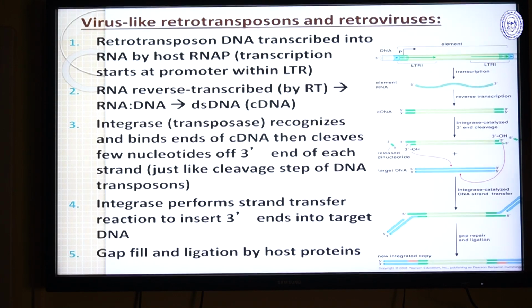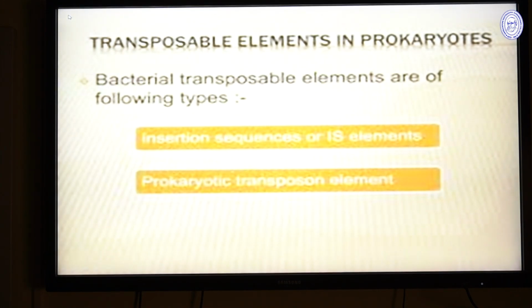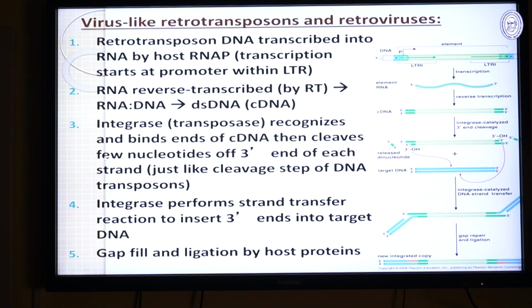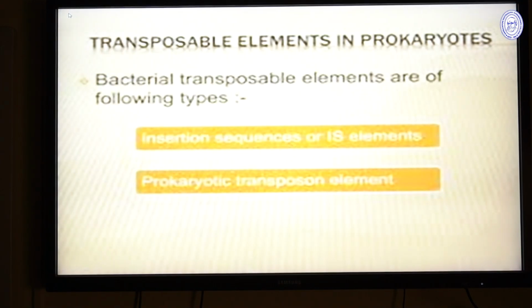So the attack has occurred and the new DNA has entered here. Then nick sealing, the ligation, will happen, gap filling will happen, and any recombinational event, if required, will happen, which will finally produce a new integrated copy of the target DNA, now carrying a new transposon. So this was the mechanism by which the viral-like retrotransposons usually transpose.